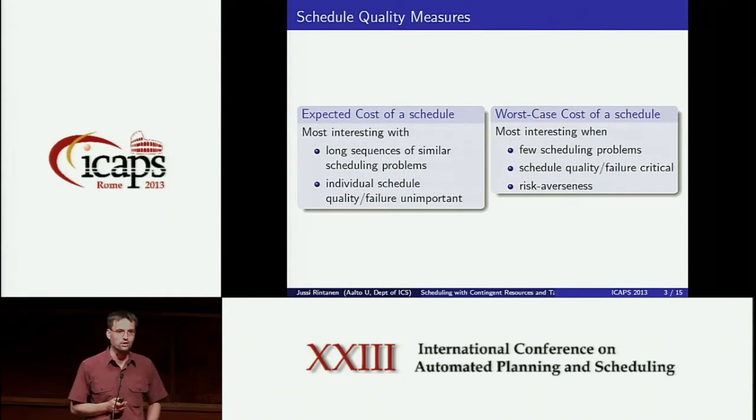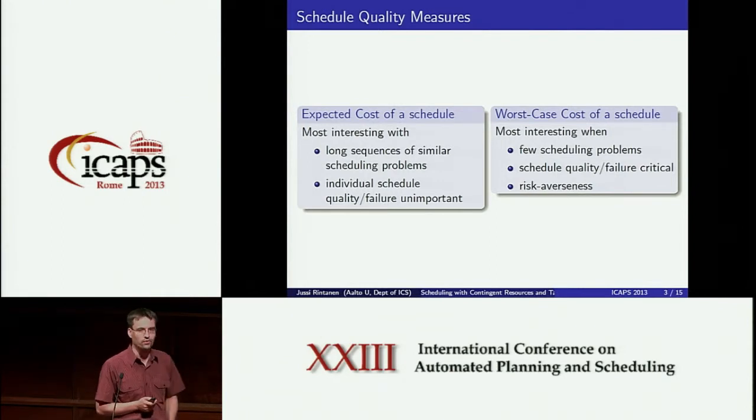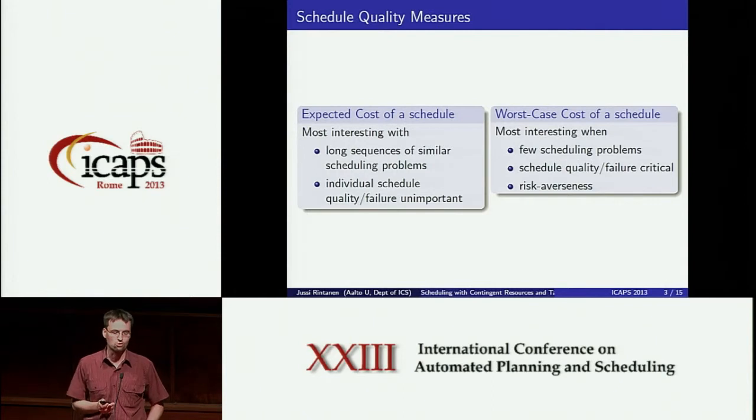In terms of complexity results, there are two main ways of evaluating the quality of a schedule. Much work in several areas in planning and scheduling is looking at the expected cost of a schedule. So you look at all the possible executions of a schedule, and then you look at the expected value, some kind of average of the individual executions, and you calculate the expected value or cost of a schedule. So this is one possibility.